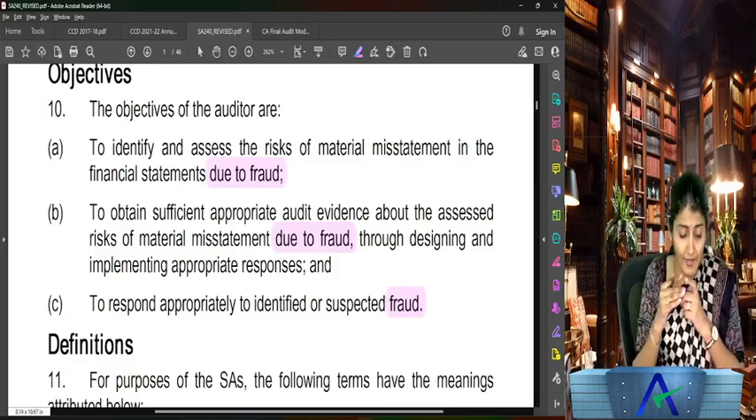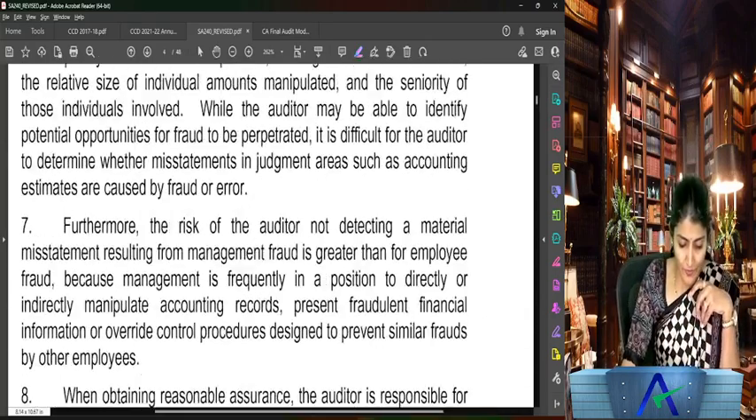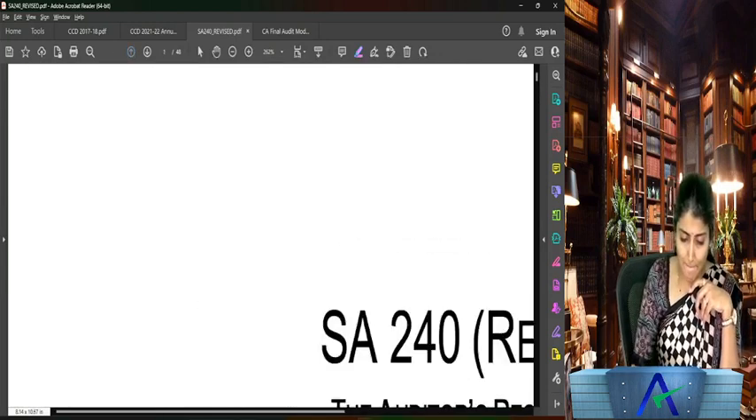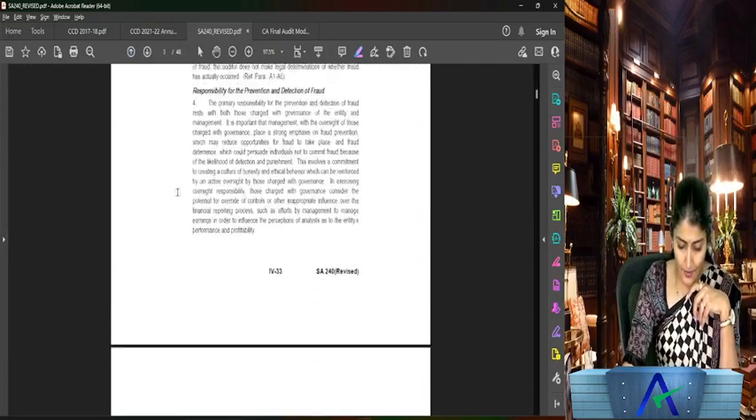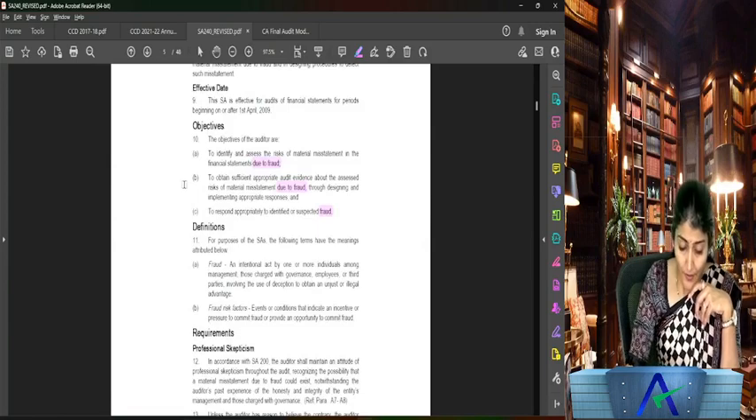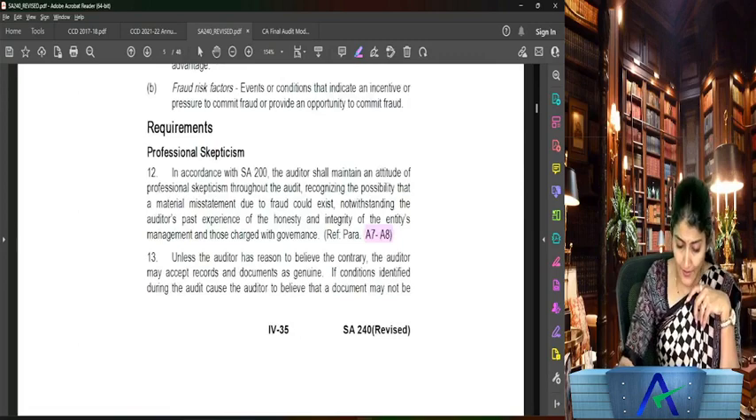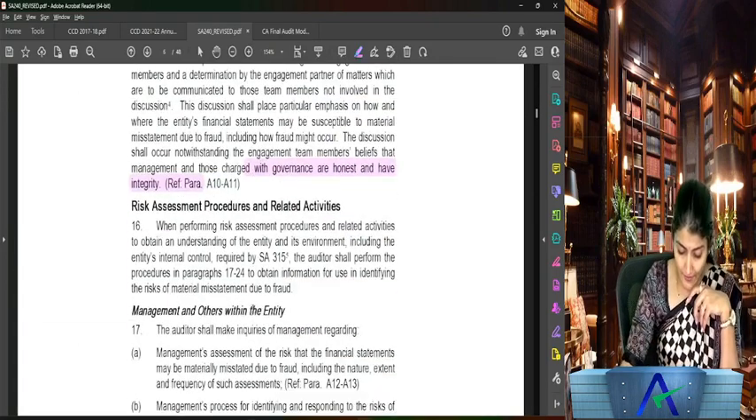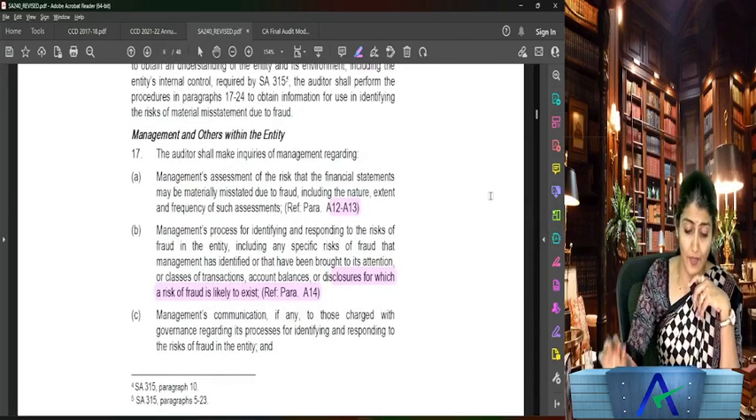If you look into the entire content of the standard, how does a standard look? First you have the index of the standard. Then after that, you have the main text. Now in front of this main text, what have they written? A7 to A8. Then they have written A9, then A10, A11, then A12, 13, A14. Are you seeing that? What is that A? It is the application and other explanatory material.